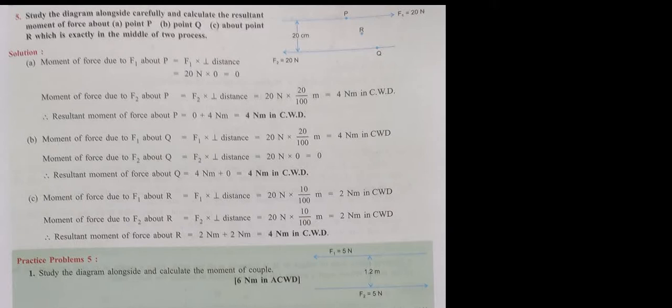If you see P, then F1 force acting on it, which is 20 Newton, has 0 perpendicular distance. But if you talk about F2, then F2 has a perpendicular distance 20 centimeter. So this is for P. For F1, the perpendicular distance is 0, but for F2, the perpendicular distance is 20 centimeter.